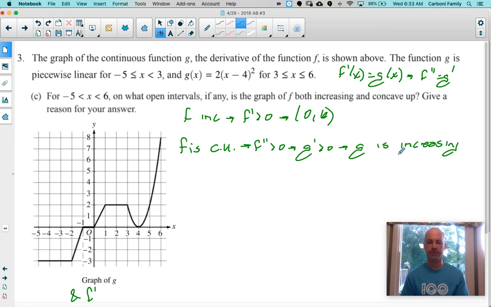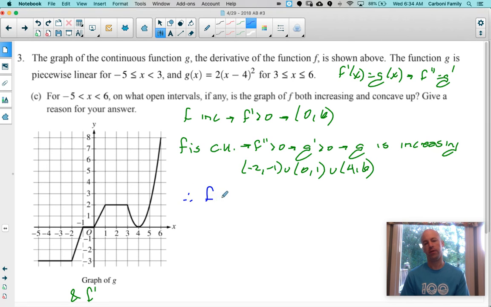Okay, so if g is increasing, that means g has a positive slope. That happens from negative 1. No, it doesn't. That happens from negative 2 to negative 1. Happens again from 0 to 1. And then it happens again from 4 to 6. And so those are the intervals where g is increasing, and we want the intersection of those. We want increasing and concave up.